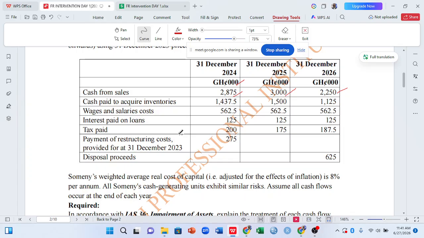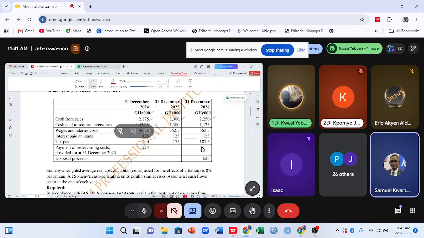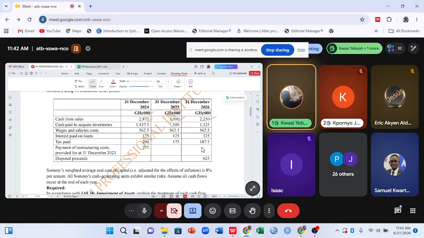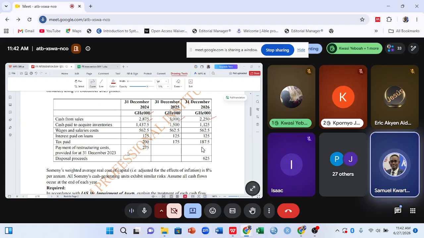Then we move on to the next one, cash paid to acquire inventory. Are you going to consider that? No. Is it a yes or no? No, Kwesi, why are you saying no? Well, I think according to the format, it says most of the time inventory is not impaired.